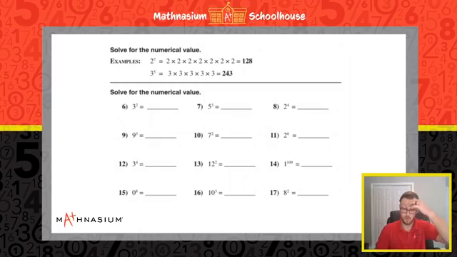So now we're going to start solving for the numeric value. We can see in our examples up top, 2 to the 7th power is 2 times itself 7 times. So I have 2 times 2 is 4, 4 times 2 is 8, 8 times 2 is 16, 16 times 2 is 32, 32 times 2 is 64, and 64 times 2 is 128. So that's how we go about solving these. So let's look at number 6.